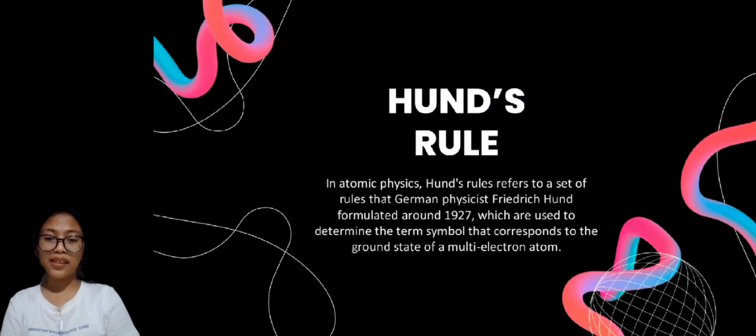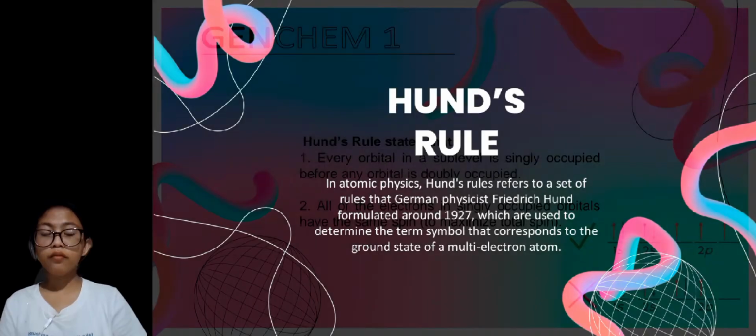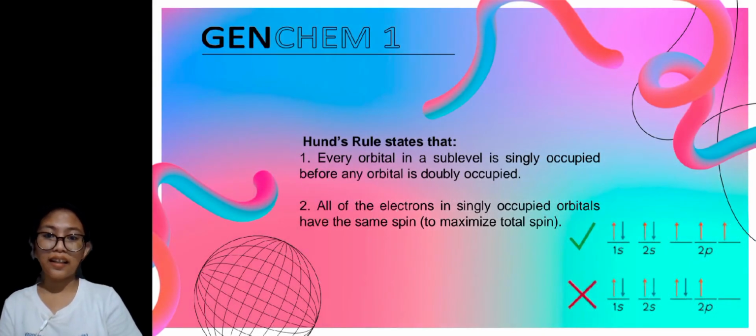In atomic physics, Hund's rules refer to a set of rules that German physicist Friedrich Hund formulated around 1927, which are used to determine the term symbol that corresponds to the ground state of a multi-electron atom. Hund's rule states that, 1. Every orbital in a sub-level is singly occupied before any orbital is doubly occupied. And according to the first rule, electrons always enter an empty orbital before they pair up.